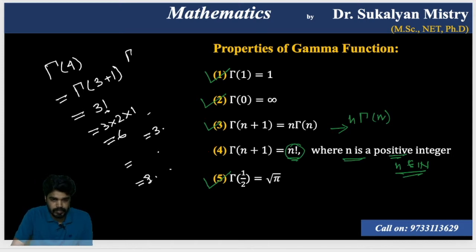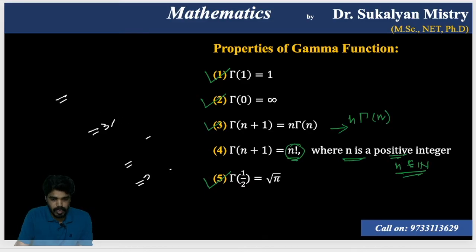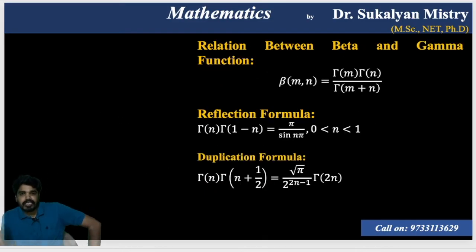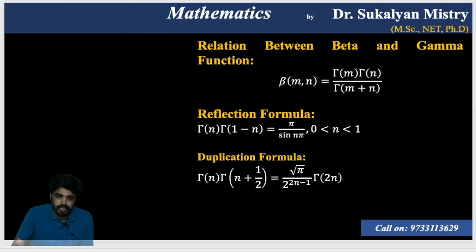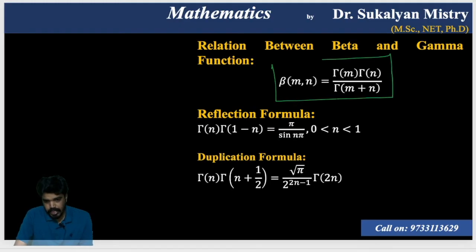So, next, what is the relation between beta function and gamma function? That is very important. Beta m n will be gamma m into gamma n divided by gamma m plus n. This is the relation between beta function and gamma function, that is beta m n is equal to gamma m into gamma n divided by gamma m plus n. So, that is very important.